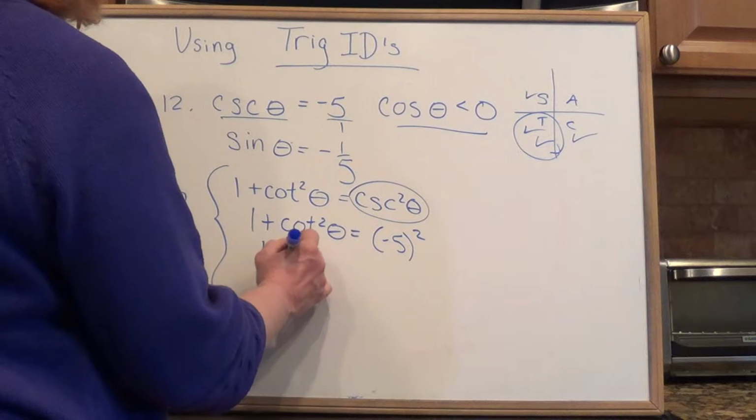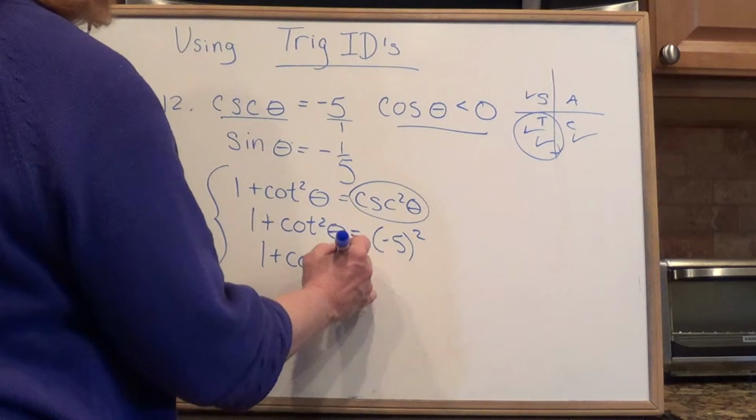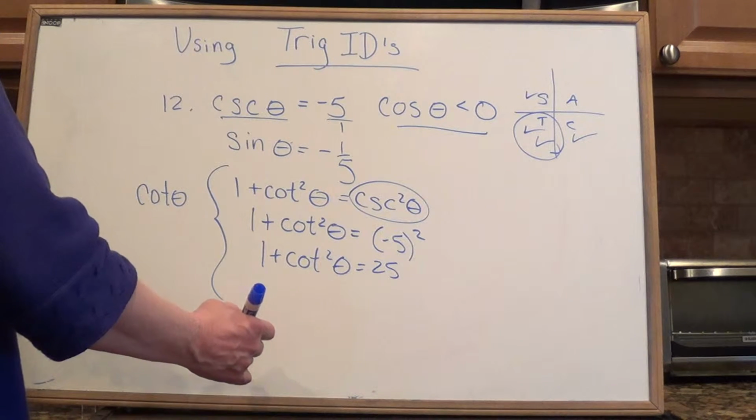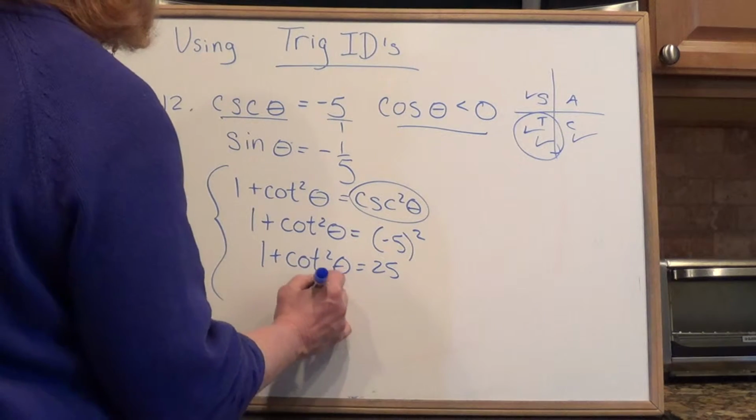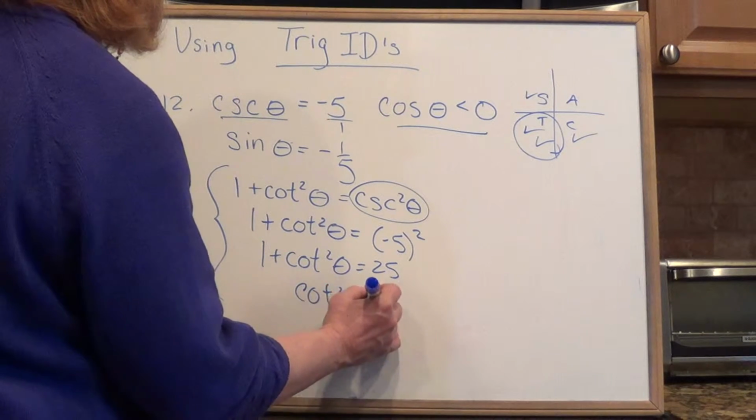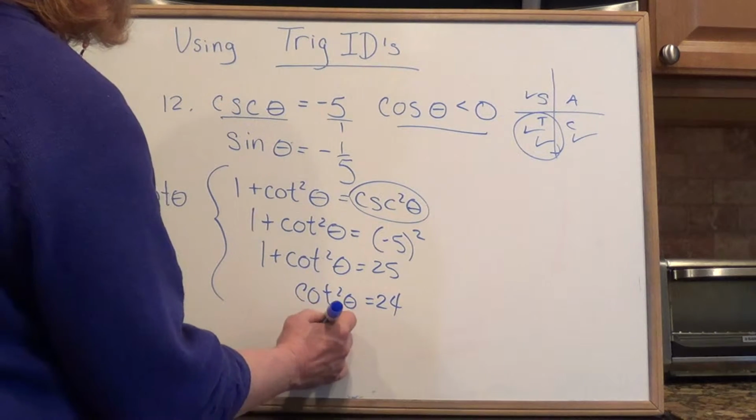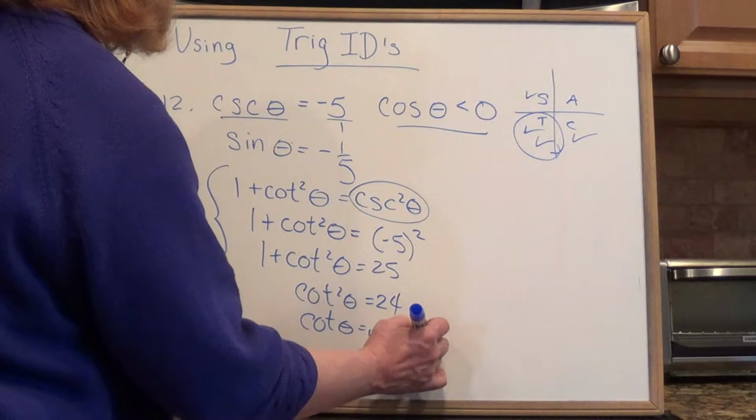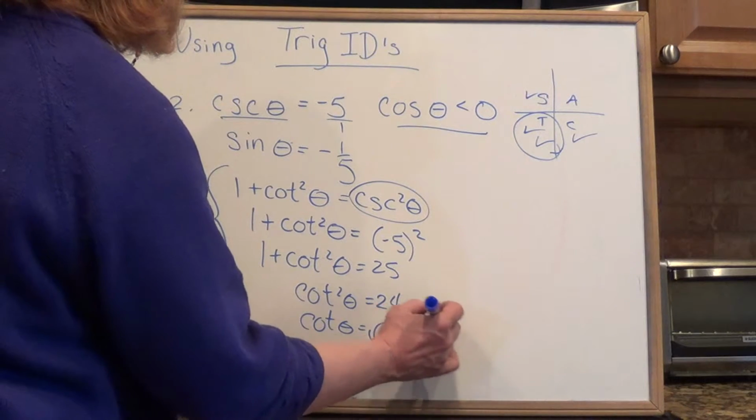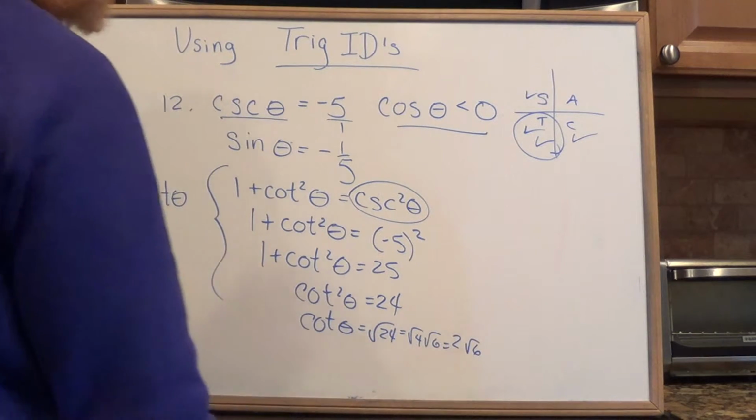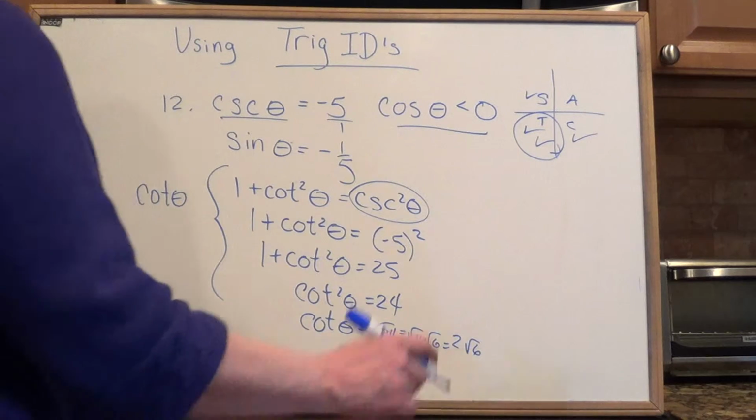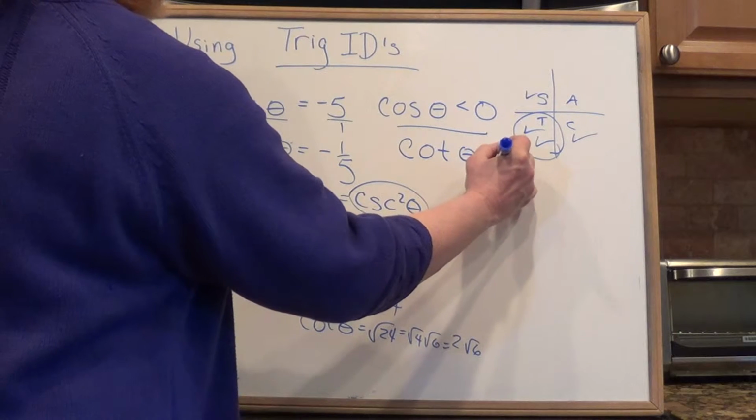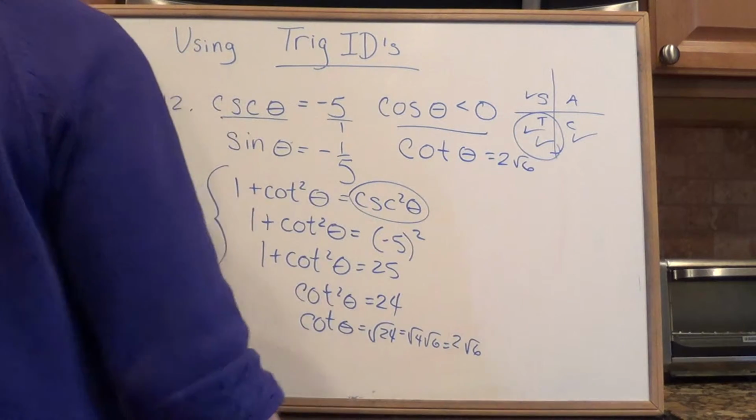So I have 1 plus cotangent squared theta equals 25. And now I subtract 1 from both sides, and I get cotangent squared theta equals 24. Square root it, and I get the square root of 24, which is the square root of 4 times the square root of 6, or 2 square roots of 6 in its best form. So cotangent is, I'll make a list up here because I'll probably erase that, 2 square roots of 6.